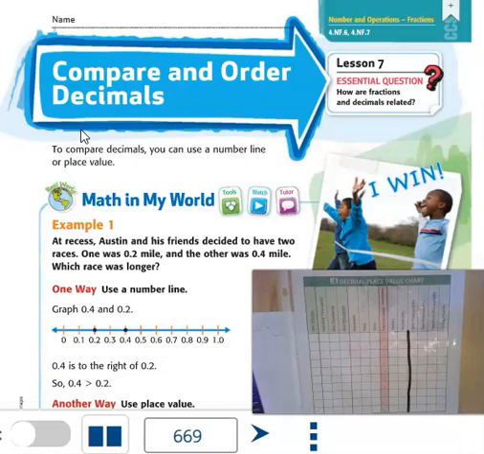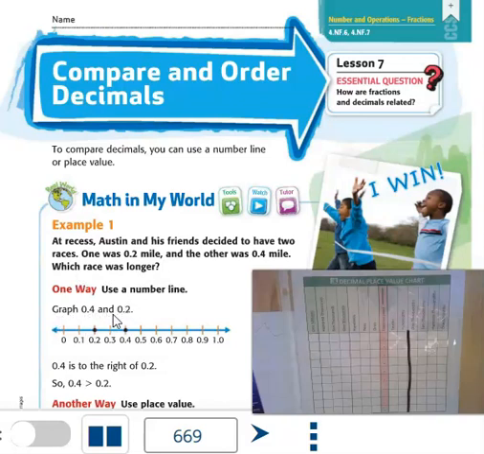And I'm going to use both the number line that they've given and the place value chart to help us get this done. I'm just going to try and keep the camera out of the way of this. Example 1. At recess, Austin and his friend decided to have two races. One was 2/10 of a mile and the other was 4/10 of a mile. Which race was longer? Use a number line.